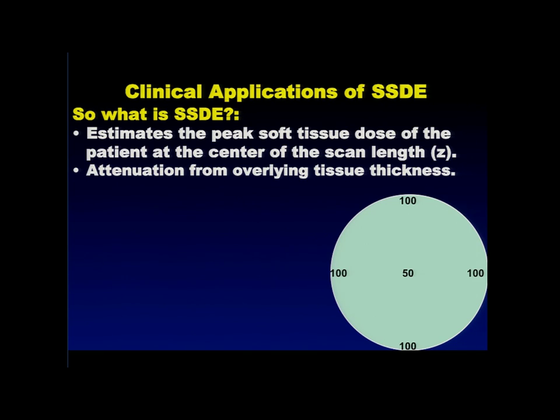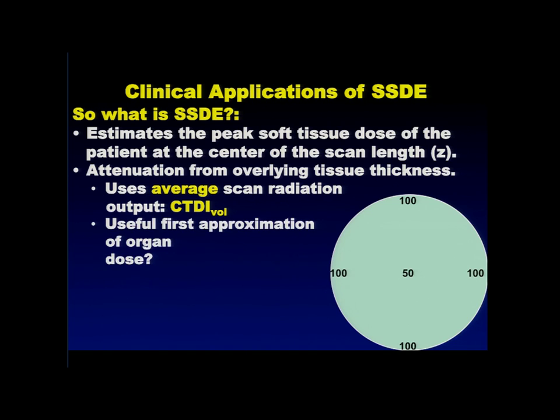What do we know about the spine? If I've got 20 milligray of soft tissue dose in an abdominal scan, what's the dose to the spine? Anybody? How much more is the dose to the spine? It's about 4 times greater. So if I have 20 milligray to the soft tissue, I've got about 80 milligray to the bone. So again, SSDE is for soft tissue, not for bone. Now, it uses the average scan radiation output, CTDI vol, and we correct for that.